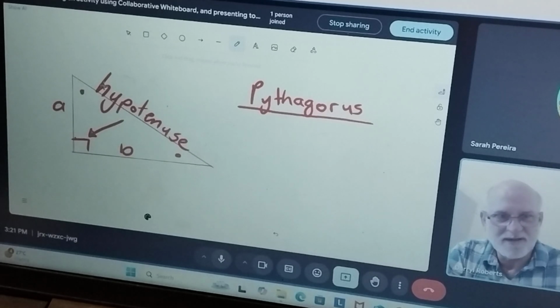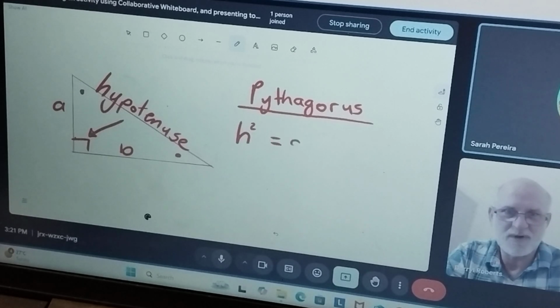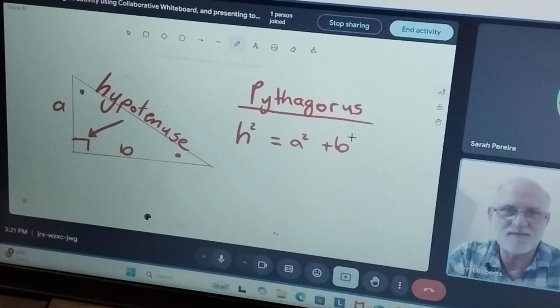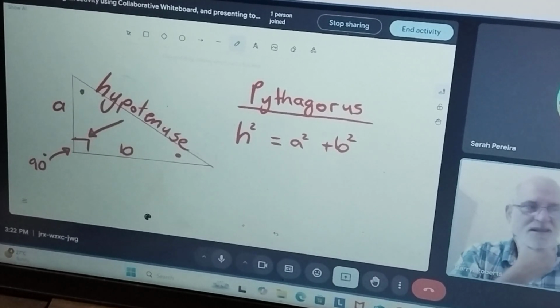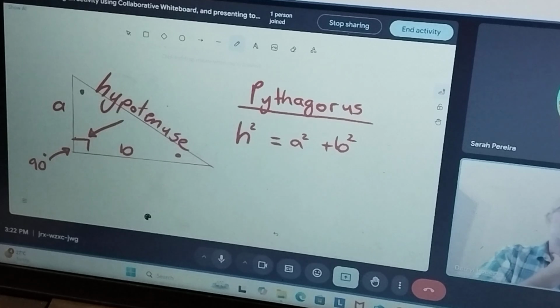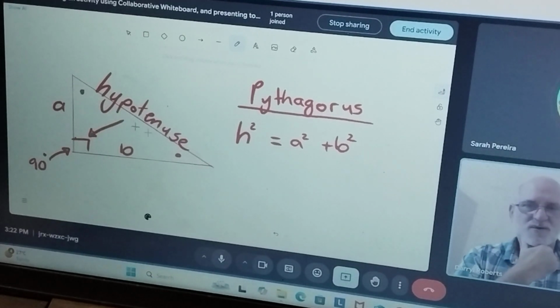So this is what it says. I'm going to use an h for the hypotenuse. Don't get scared. I'm just going to say h squared equals a squared plus b squared. That is the theorem of Pythagoras. If you have a right angle triangle, it has to be a 90 degree angle triangle. This theorem doesn't work for triangles that are not 90 degrees.